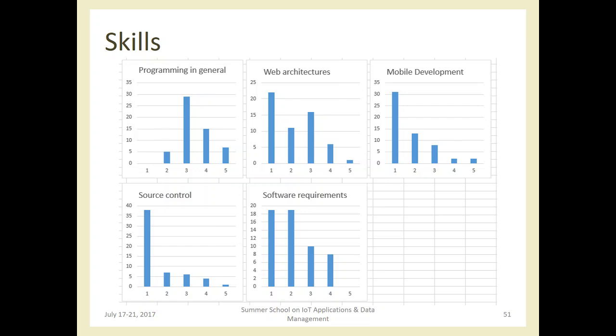I say, okay, what can you do? So, this scale from 1 is nothing, and 5 is I'm an expert. They say that more or less they know programming, not so much, but a bit. Somebody knows a bit about web architectures, most of them don't. Most of them don't know anything about mobile application. They never heard about the software requirement specification, and they never heard about source control systems.